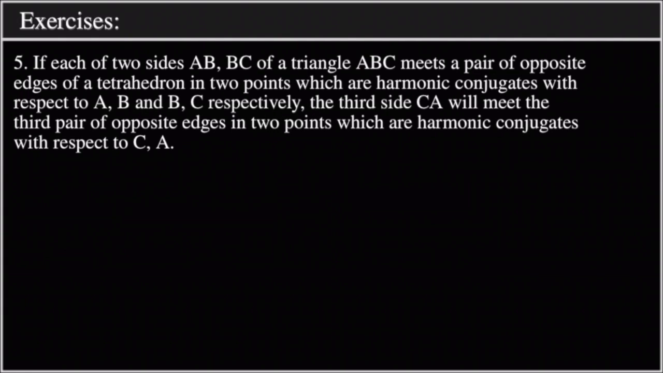5. If each of the two sides AB, BC of a triangle ABC meets a pair of opposite edges of a tetrahedron in two points which are harmonic conjugates with respect to A, B and B, C respectively, the third side, CA, will meet the third pair of opposite edges in two points which are harmonic conjugates with respect to C, A.